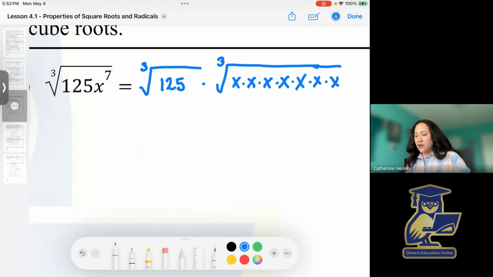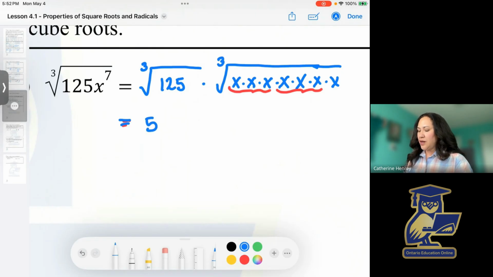Now, here, since we are taking the cube root, we want to take out an x from the radical for every 3 sets of x's. The last example, when we were taking the square root, we wanted to take out an x or a variable for every pair. But now, because we're finding the cube root, we want to take out an x for every 3 sets of variables. So the cube root of 125 is 5.